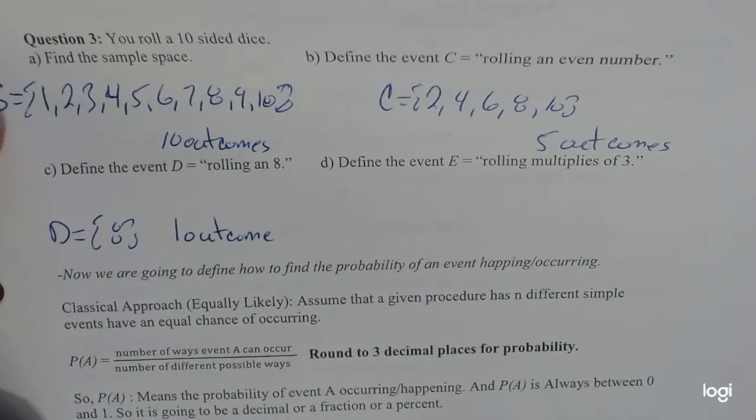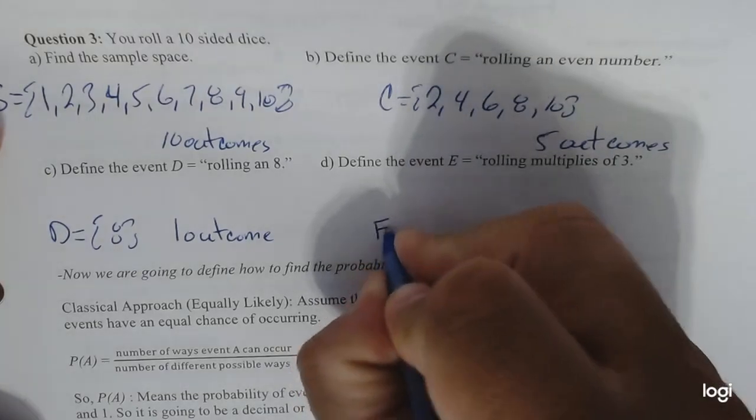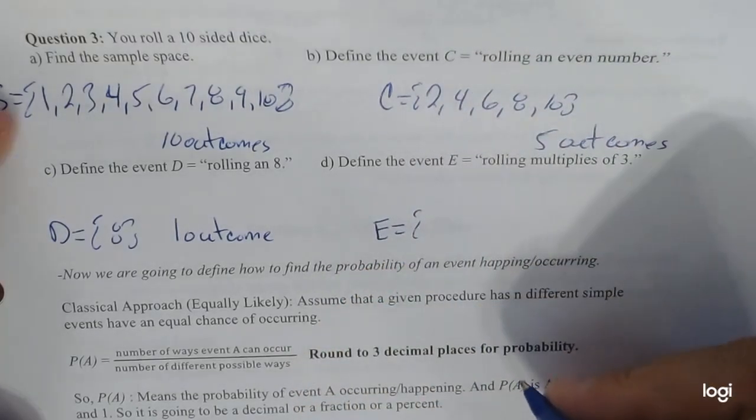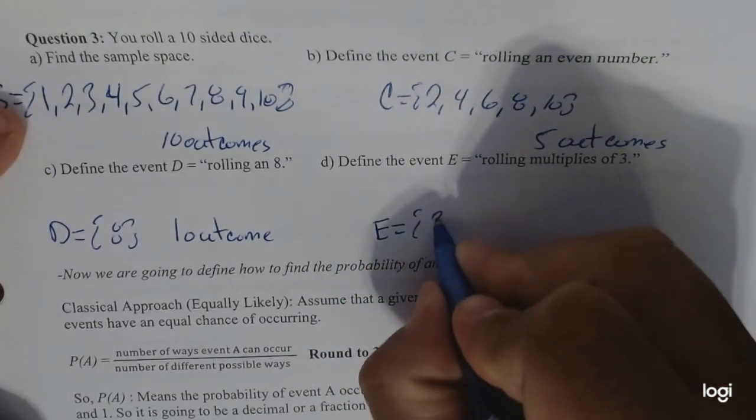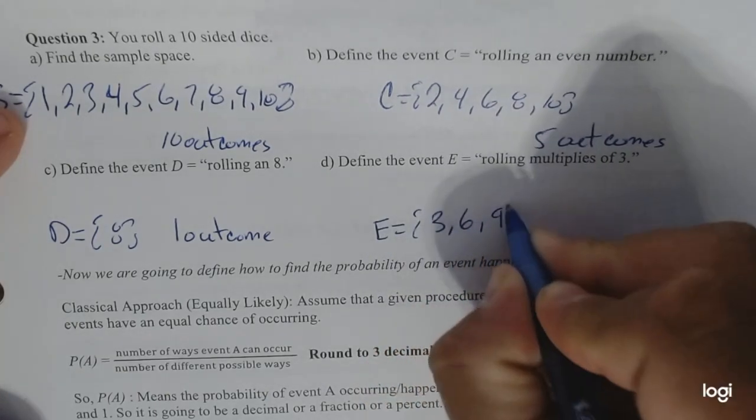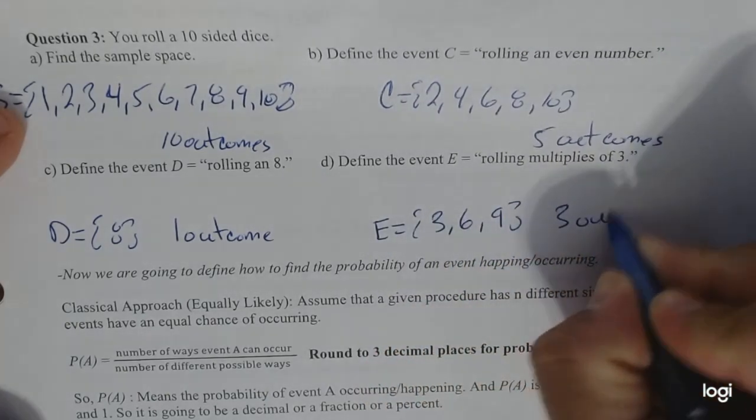And then D, rolling multiples of 3. This is a tricky one, right? So what are the multiples of 3 in our sample space? Well, there's 3, there's 6, and there's 9. So there's a total of 3 outcomes here.